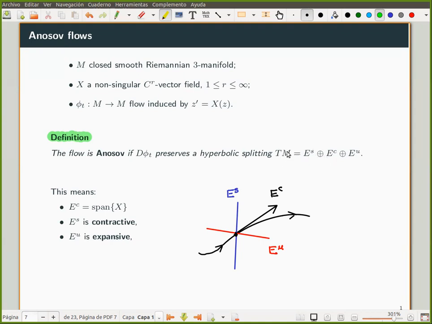This is a decomposition of the tangent bundle of M into three line bundles that we call E^S, E^C, and E^U, where E^C is just the line bundle generated by the vector field, and the dynamic is contractive along the E^S bundle, which is also called the stable bundle. S is for stable, and the dynamic is expansive along the unstable bundle, the bundle E^U.